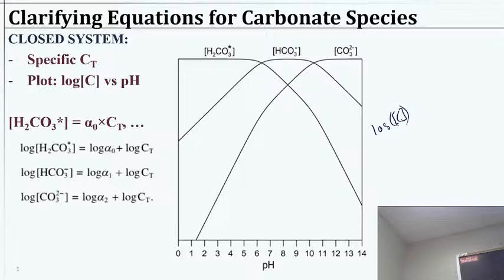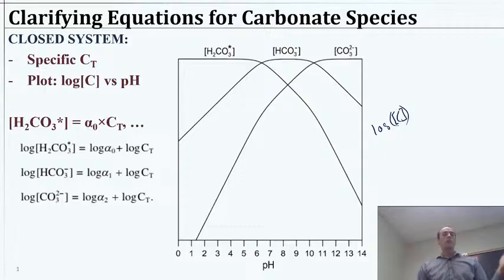And if we want to get lines for each one of these, a function for each one of these, one thing we can do is recognize that while we have for a closed system a specific total concentration, carbon total here, or carbonate, whatever you want to call it, we could define each of these based on that total. The carbonic acid, H2CO3, is going to be alpha 0 times Ct. Then bicarbonate would be alpha 1 times Ct. And carbonate would be alpha 2 times Ct.